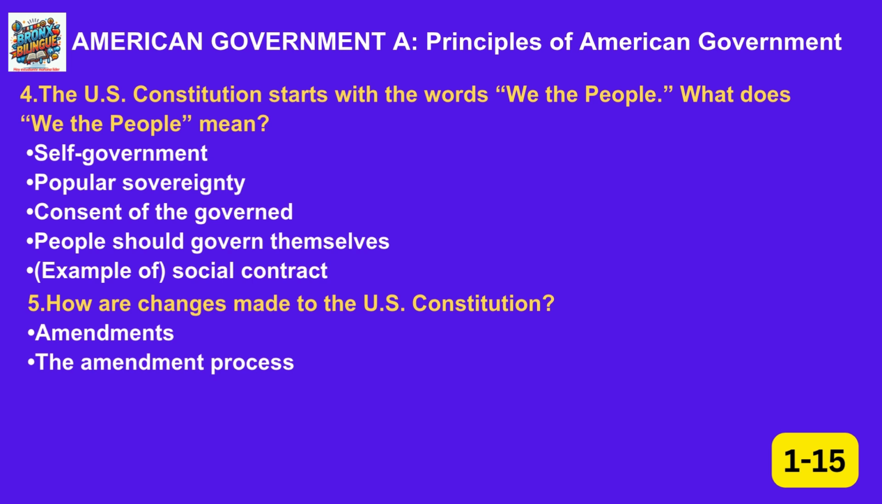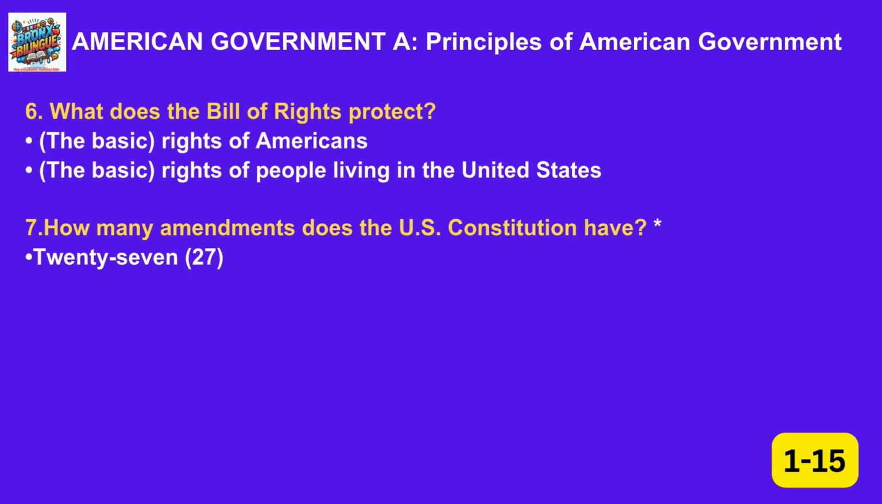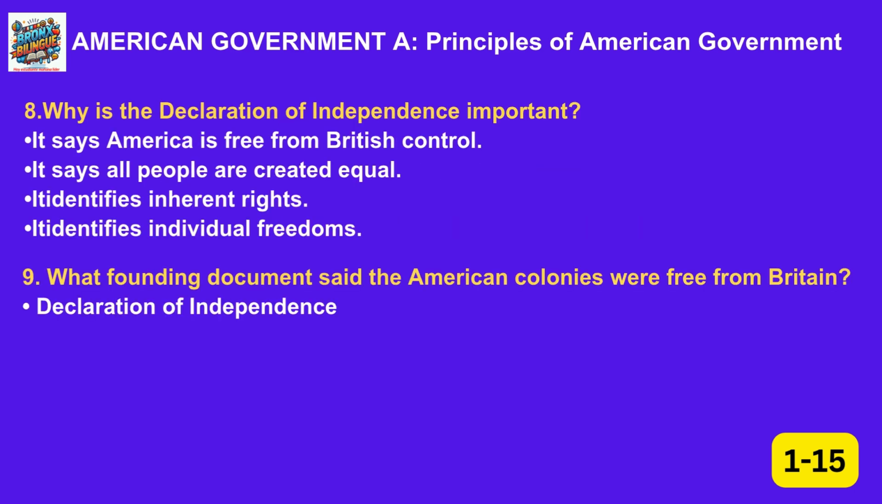5. How are changes made to the U.S. Constitution? Amendments, the amendment process. 6. What does the Bill of Rights protect? Rights of Americans, rights of people living in the United States. 7. How many amendments does the U.S. Constitution have? 27. 8. Why is the Declaration of Independence important?